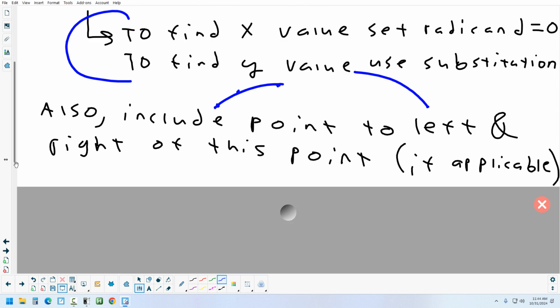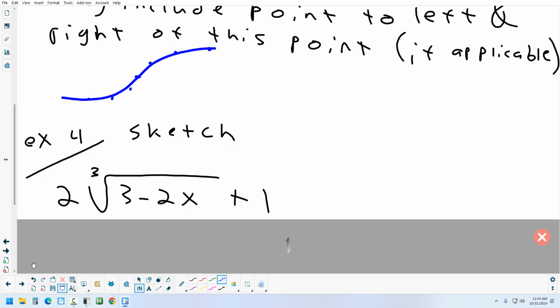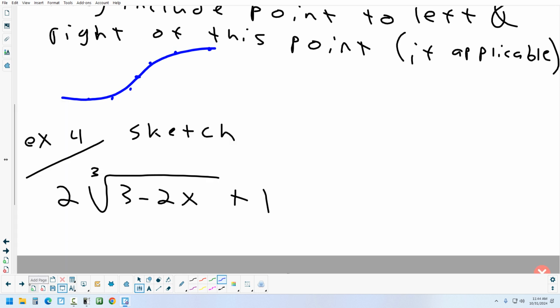If you have an odd root, once you get the center, you're going to need a few points to the right. You're also going to need a few points to the left. You're going to need both. So odd roots are a little bit more work because you got to do both sides of the graph versus just one. So let's see if we can sketch this.